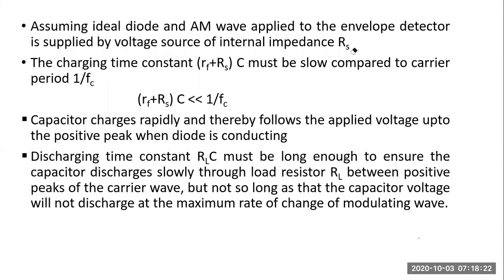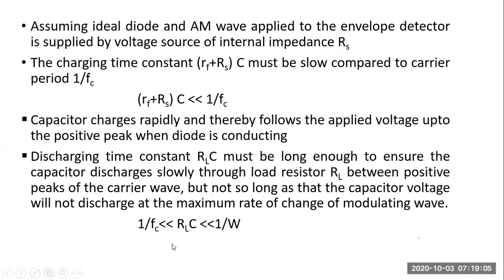So for this condition to be satisfied, we'll make the time constant for discharging, RL into C, large enough that it should follow all the peaks even when the signal is decreasing. So remember, when the message signal is increasing and decreasing, it should follow all the peaks. Okay, but it shouldn't be so long that it will miss out a few peaks and directly go and track only the topmost positions in the AM signal. I'll show you this with the waveform.